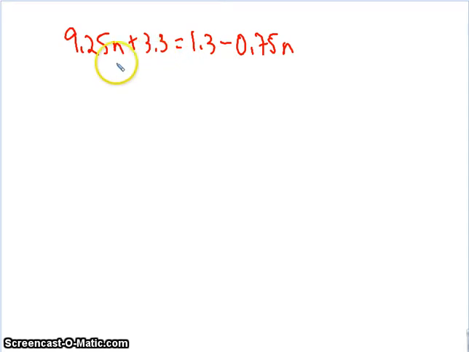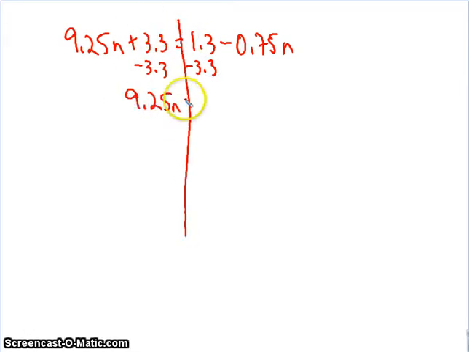Okay, we want to get the numbers to one side and the letters to the other. Remember, we're doing one step at a time. So I'm going to deal with the numbers first. Minus 3.3, minus 3.3. So this cancels, leaving us with 9.25n. I'm going to draw the line because some of you still like to do that.